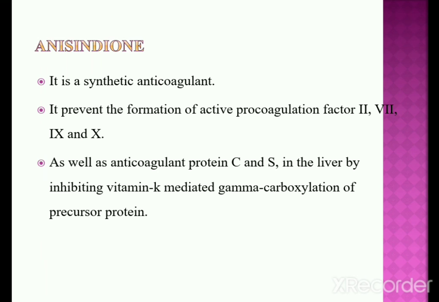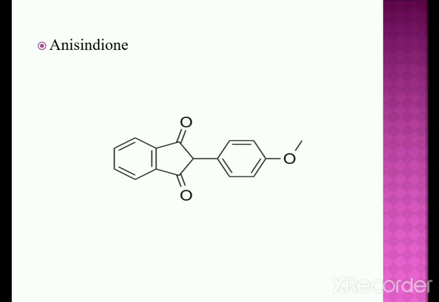Next drug is anisindione. It is a synthetic anticoagulant. It prevents the formation of active procoagulation factors as well as anticoagulant proteins C and S in the liver by inhibiting vitamin K mediated gamma carboxylation of precursor proteins. This is your structure of anisindione.